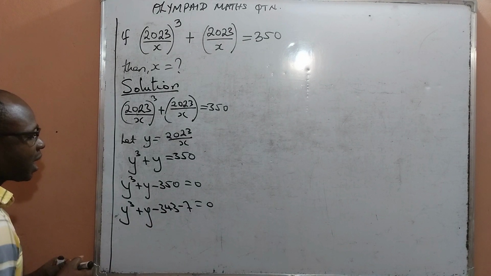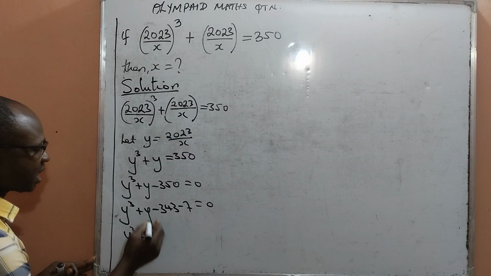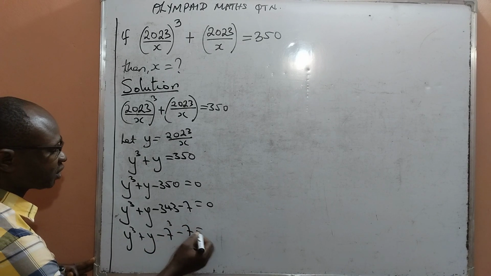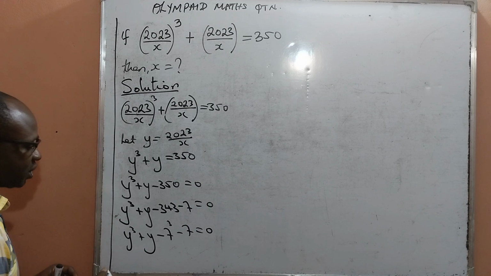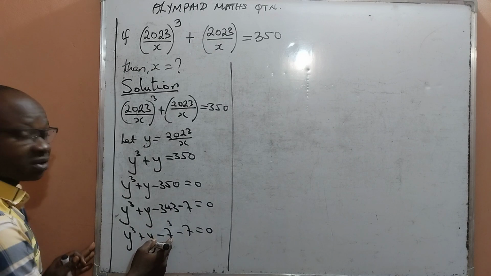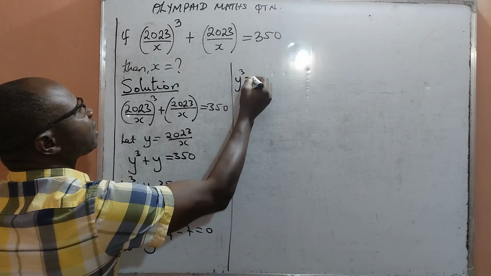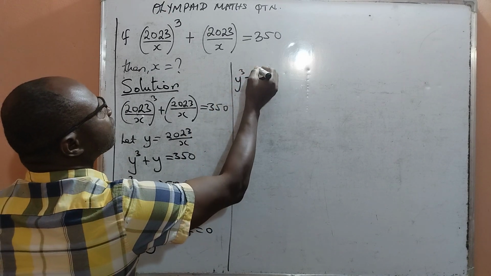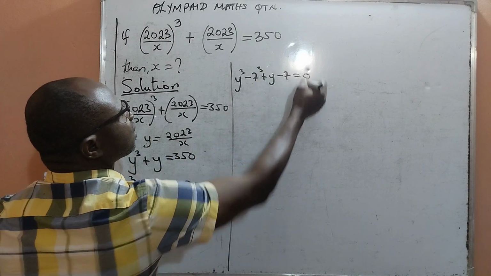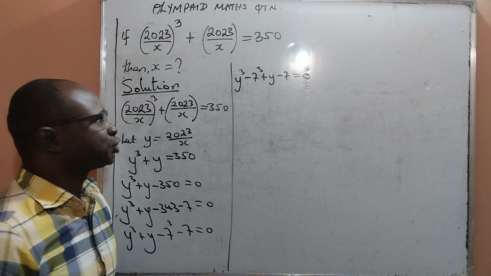Therefore, I can now write y^3 + y, then minus 7^3 minus 7 equal to 0. Moving forward, moving this 7^3 forward, it will give me y^3 - 7^3, then plus y minus 7 equal to 0. Okay, at this point I can make use of the difference of two cubes.